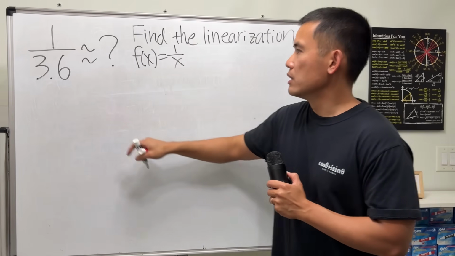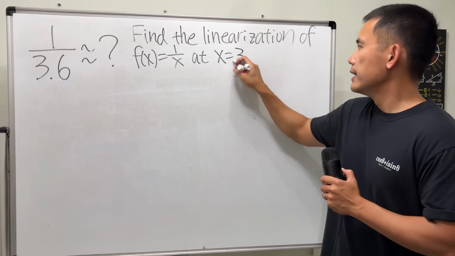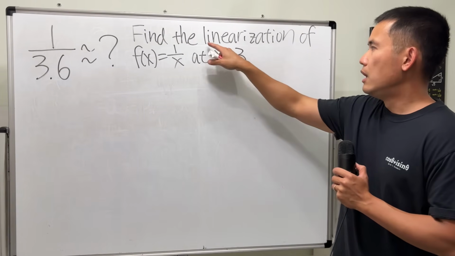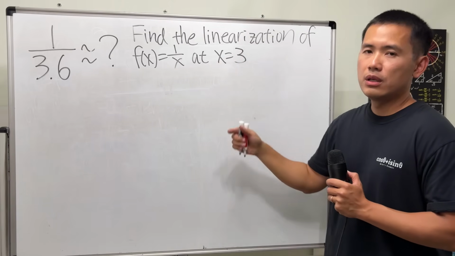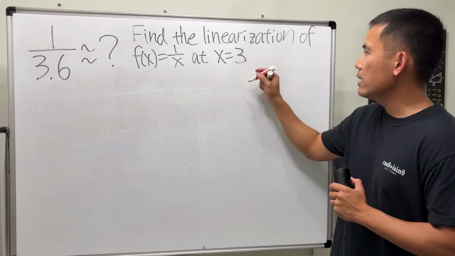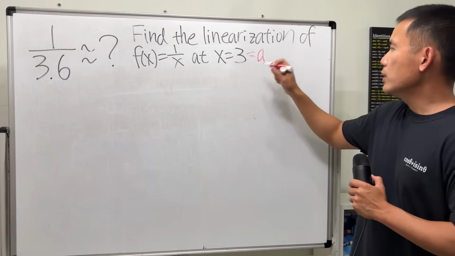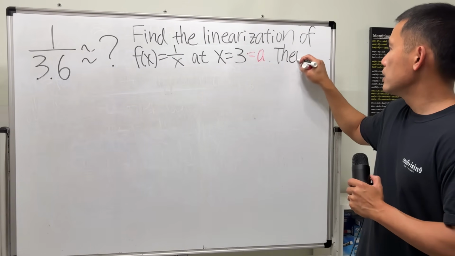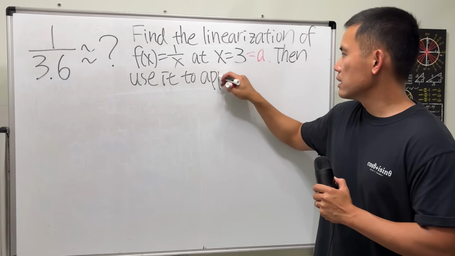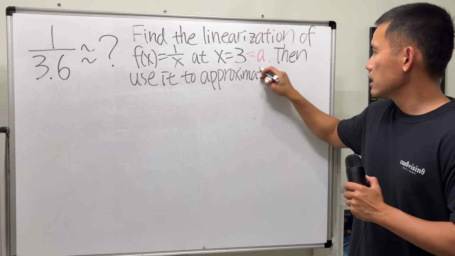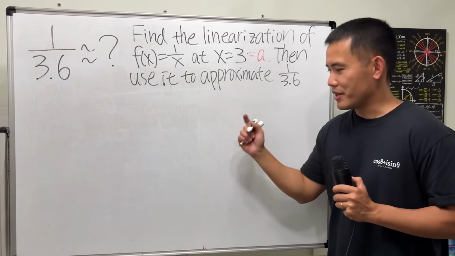1 over x, because we have 1 over something. And I asked them to do it at x equals 3. As you may see in textbooks, they say linearization of a function at a equals 3 is fine, because x is equal to a, so our 3 right here is the a. And once we have that, I'll just say then use it to approximate 1 over 3.6. So you really have to do calculus right here.